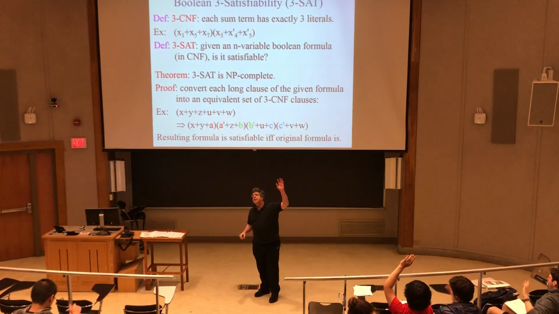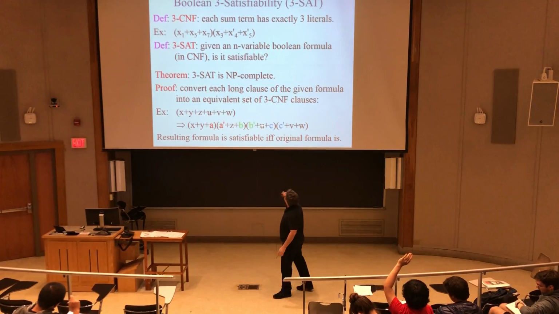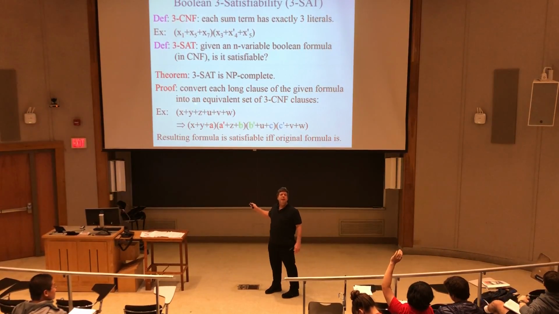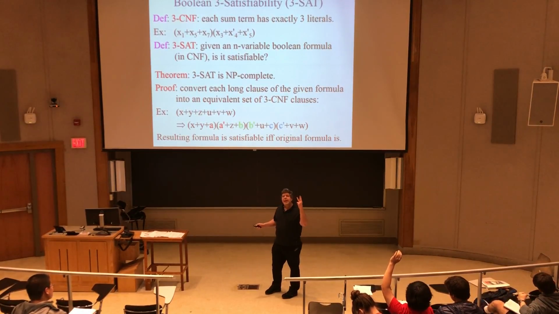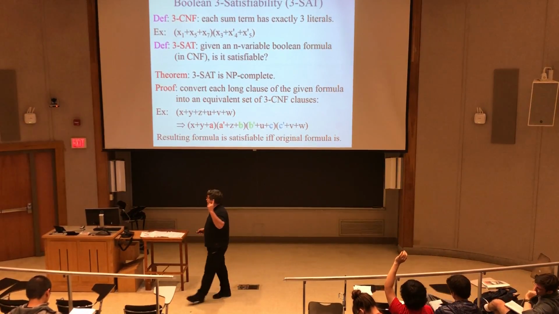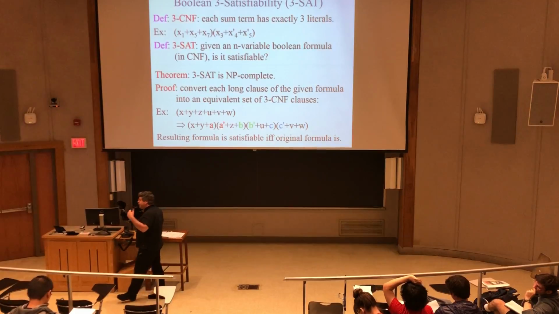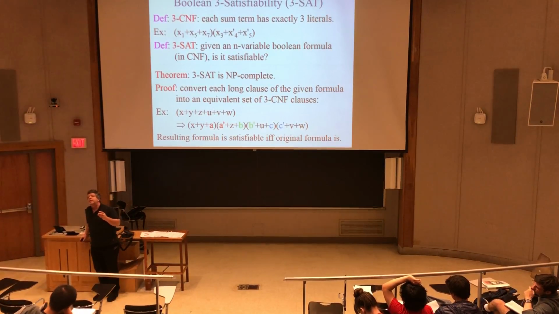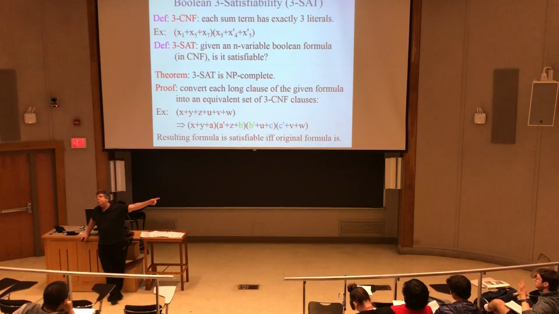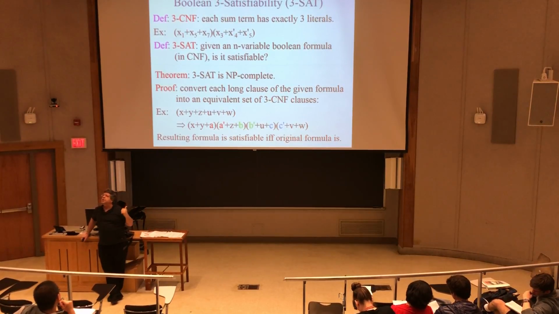How many get this? So this formula is satisfiable if and only if that formula is satisfiable. So the point is you can take an arbitrary instance of SAT and convert it into an instance of 3-SAT that's satisfiable if and only if the original instance is satisfiable, which means if you have a fast algorithm for 3-SAT, this scheme will give you automatically a fast algorithm for arbitrary SAT, not just 3-SAT. How many get this proof? So we just proved that all of NP reduces to 3-SAT.